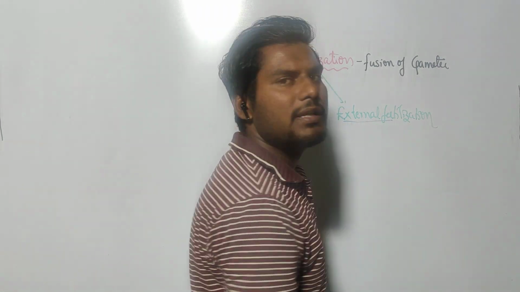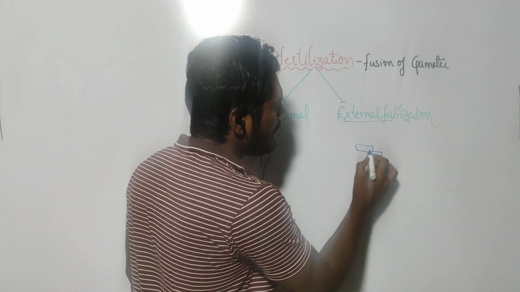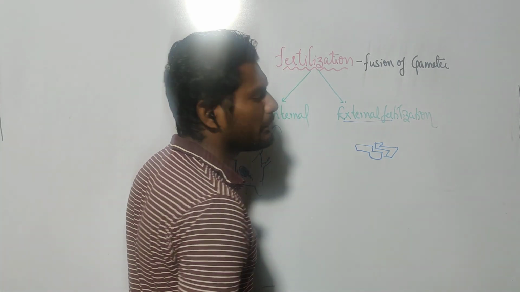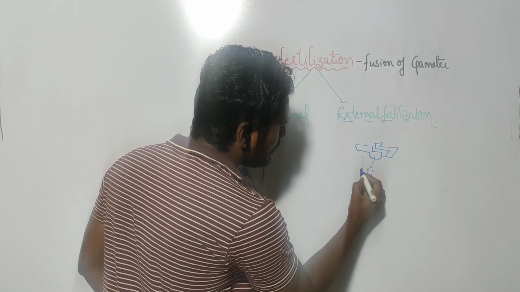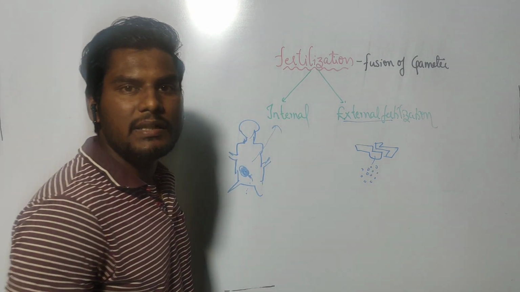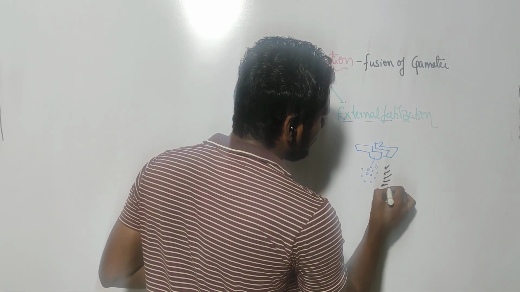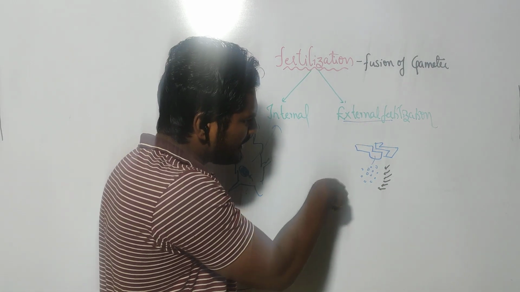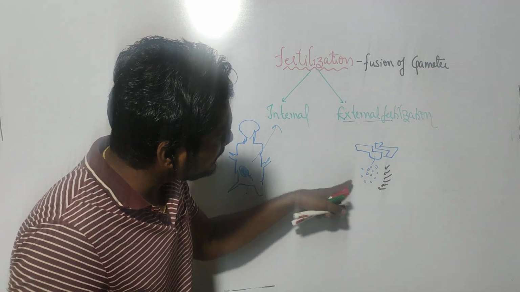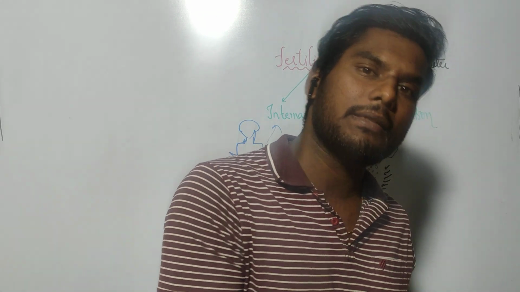And go for the external fertilization. Frog, for example. Here there is a male frog and a female frog like this. Both of them participated in sex. The female frog released the eggs into the water, and the male frog released the sperms into the water. Inside of the water, not in the body, it releases the eggs and it releases sperm. Inside of the water, these two are fusing. So such type of fertilization is called external fertilization. If it is fusing inside, internal. If it is fusing outside, external. That's all.